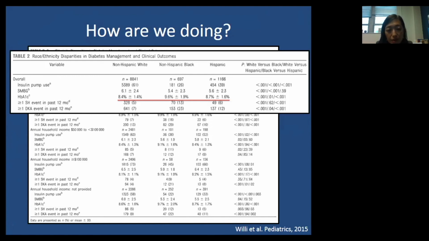This is stratified by race. And as you can see, we're not doing a great job. The average A1C for type 1 diabetics who are non-Hispanic white are 8.4%, those who are non-Hispanic black, 9.6%, and those who are Hispanic, 8.7%. So there's some differences between the races, perhaps some disparities due to other factors. But again, there's certainly room for improvement.